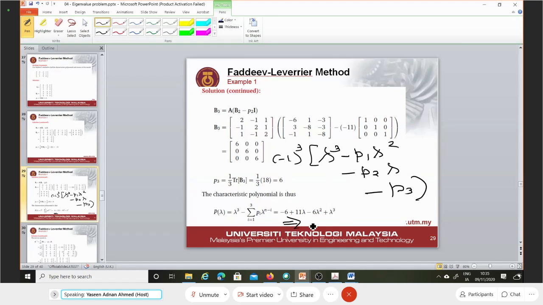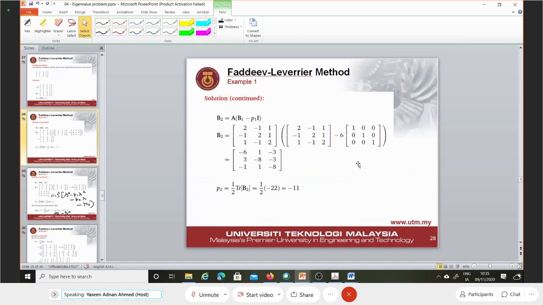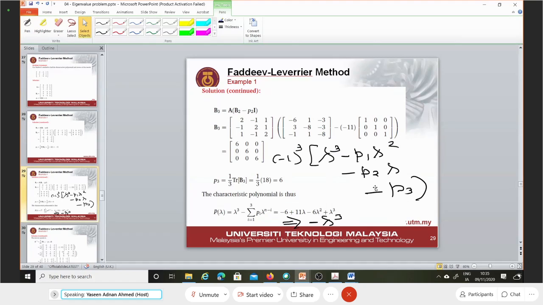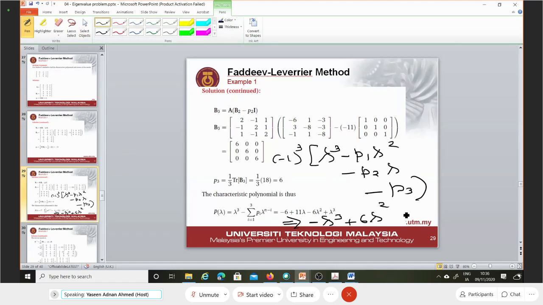Okay, so in this case, you will have minus lambda cube. Then we have P1. What is the value of P1? That is a problem solved here. P1 is 6. So we have minus minus plus, we will have plus 6 lambda square. Then we will have P2, maybe 11. So that should be minus minus plus. So 11 is actually P2 values, minus 11, I think. Yes. So plus minus minus. So we will have minus 11 lambda, and then we will have plus 6. So that should be 0.